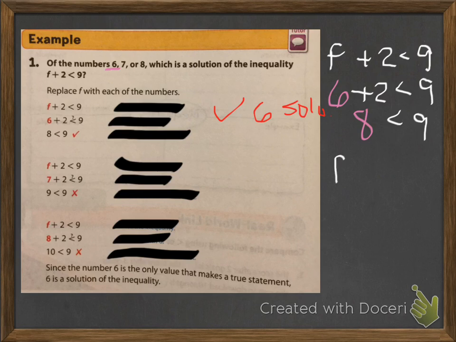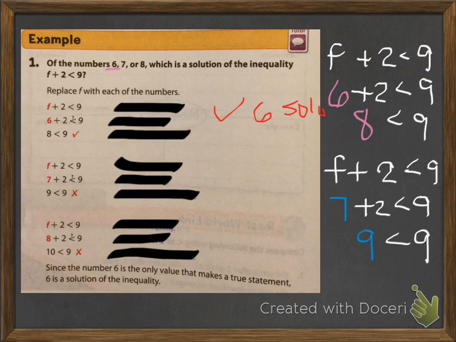So the next one, we're going to do the same formula. Original: f plus 2 is less than 9. Then we're going to plug in the 7. So 7 plus 2 is less than 9. Then we're going to go ahead and do the math here. 7 plus 2 is 9. So now our problem states 9 is less than 9.